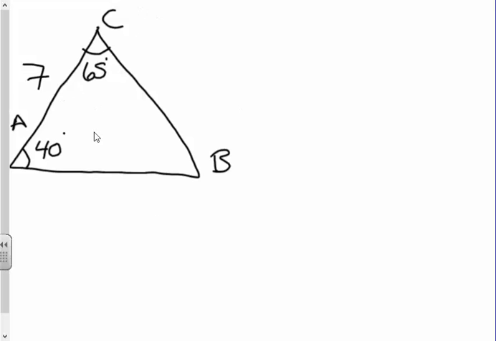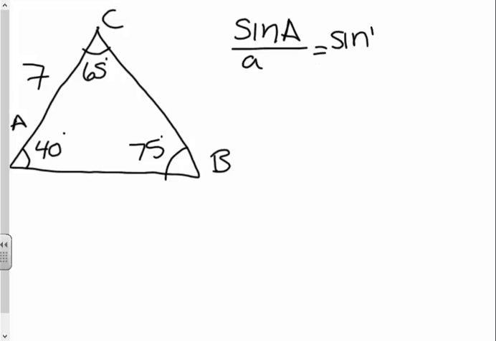Now I have more angles than sides, which means this is probably a pretty good candidate for law of sines. First things first, I know that the interior angles of a triangle must always equal 180. So 180 minus the 65 degrees up there minus the 40 degrees gives that this guy is going to be 75 degrees.